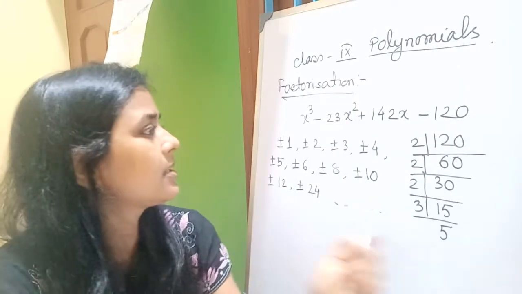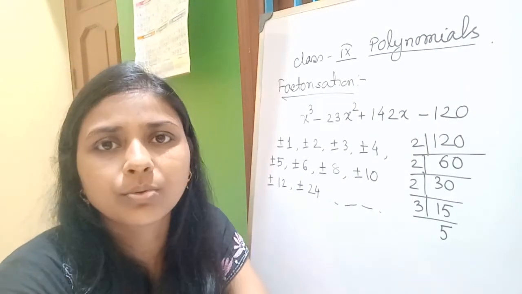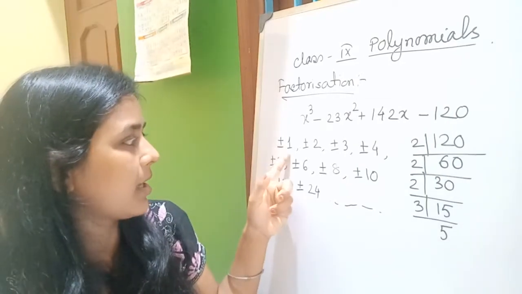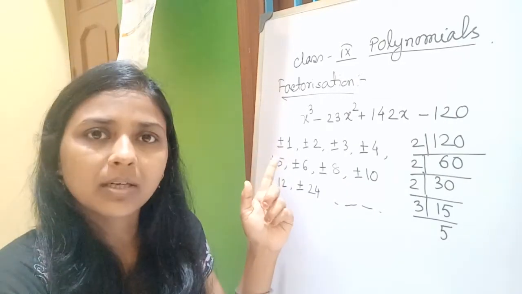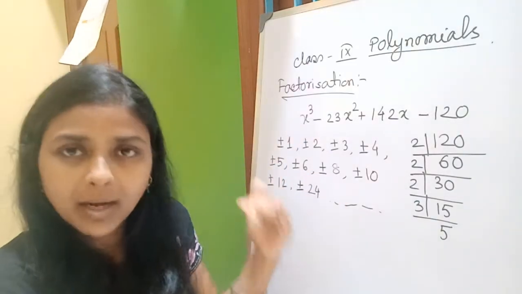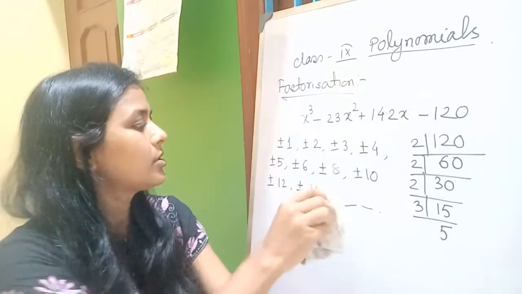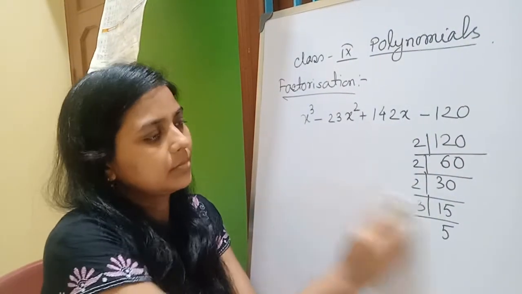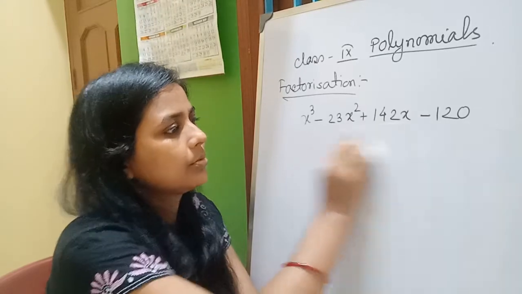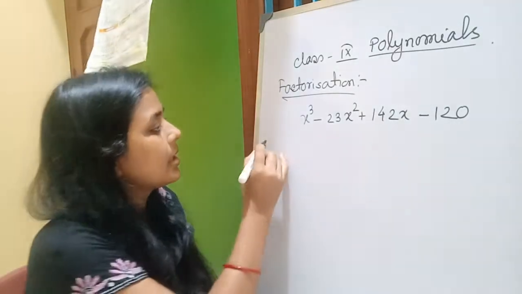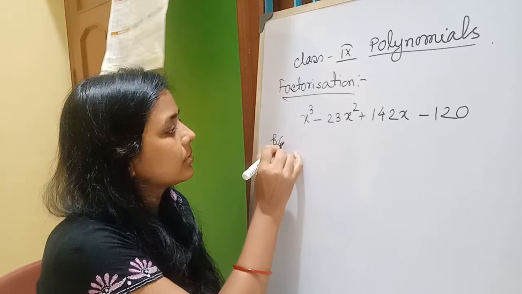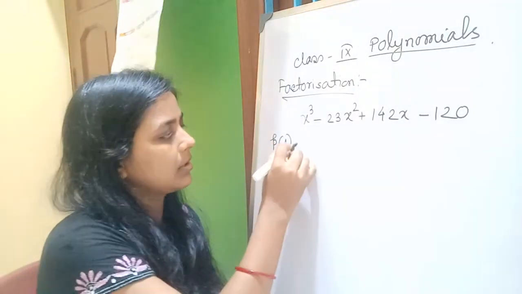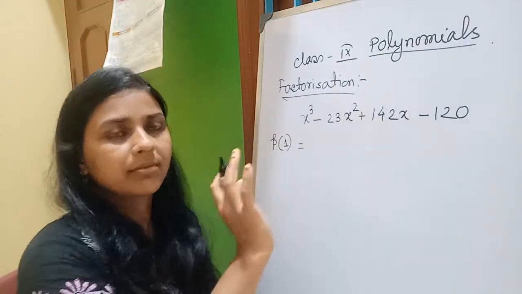There are many factors of 120. Now in this method we will do the trial and error method. We will start with plus 1, then minus 1, then plus 2, then minus 2, like this. So what we have to do, first we will take p of plus 1. We will find out its value.